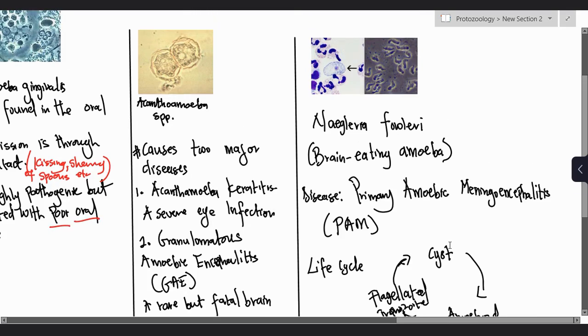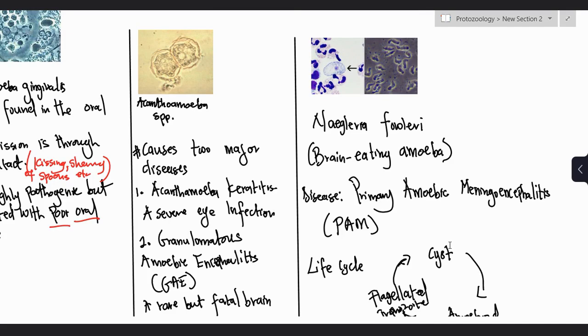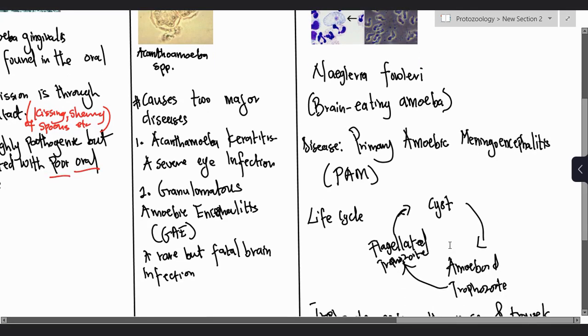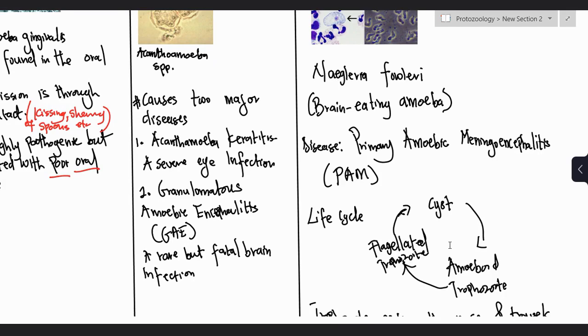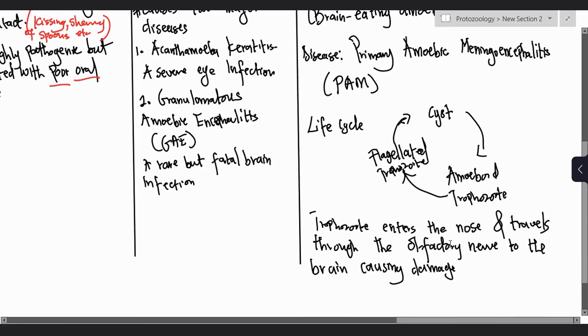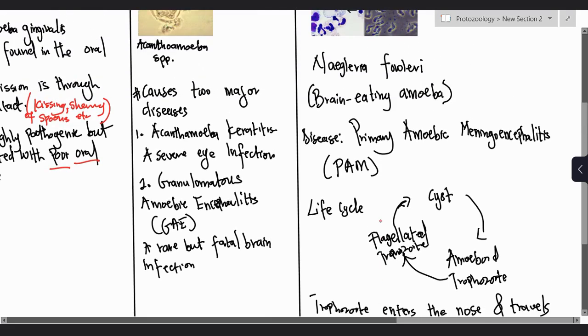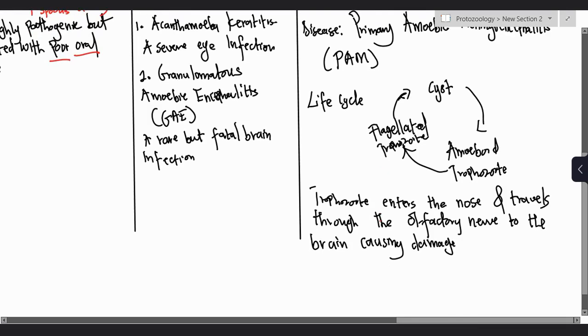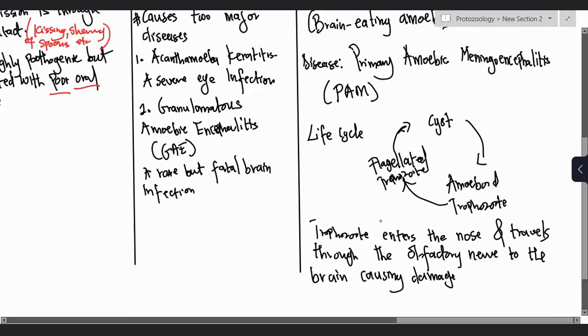And one thing special about the Naegleria fowleri is its life cycle. It is the only amoeboid parasite that also has a flagellated trophozoite stage. So it has an encystation stage, then it has an amoeboid trophozoite, and then finally a flagellated trophozoite. So it looks as if it undergoes 3 stages. So it can somehow be classified as a mastigophora anyway, but it is mostly placed under the amoebas. So the trophozoites enter the nose and then travel through the olfactory nerve to the brain, causing severe brain damage. This can be so fatal, and people who are infected with this particular disease can die within weeks or days.